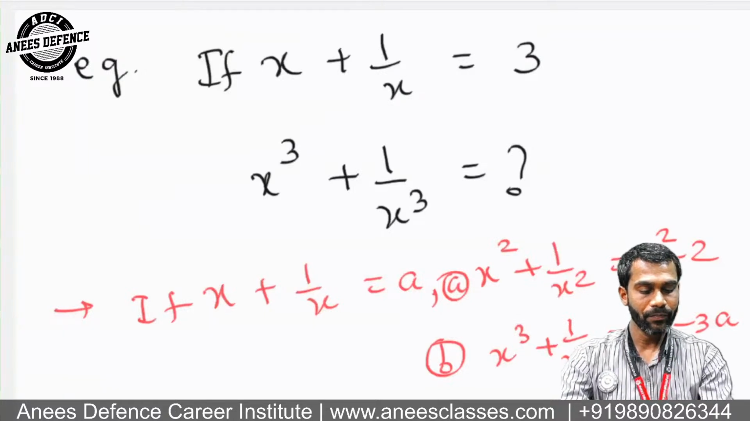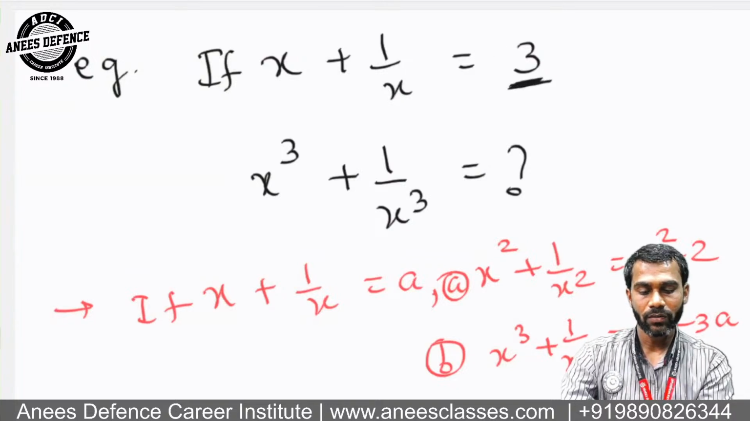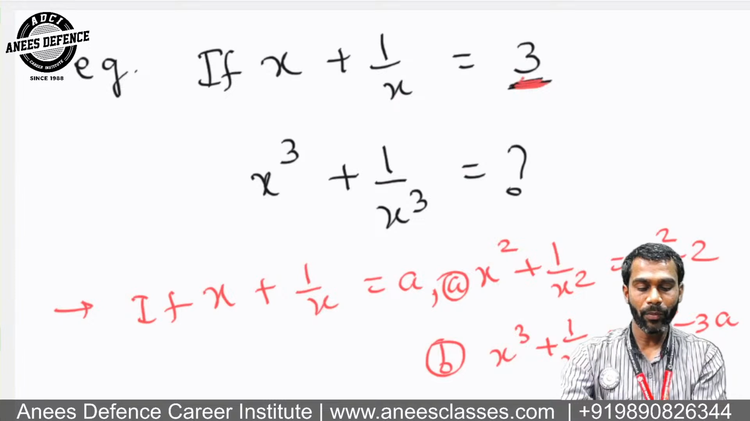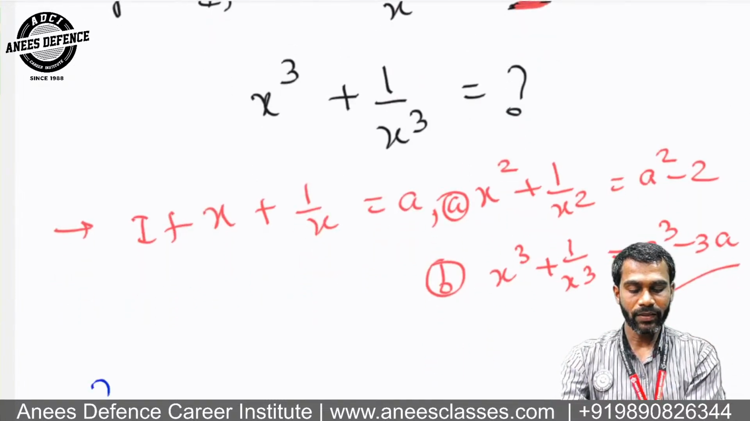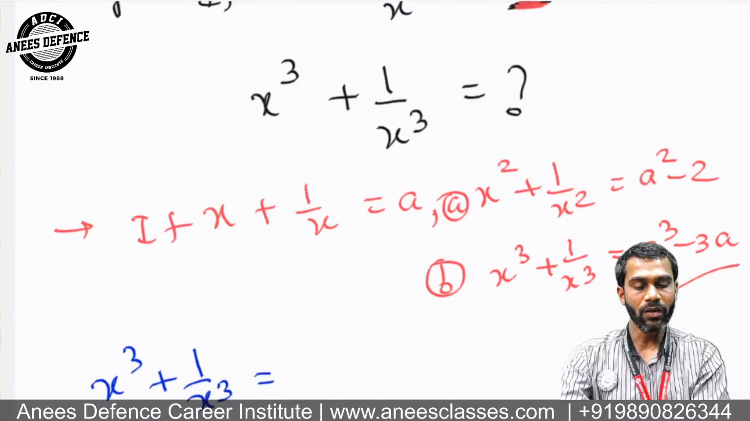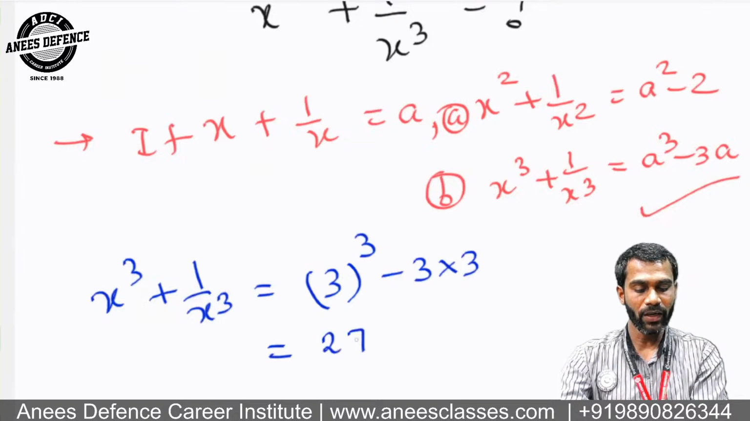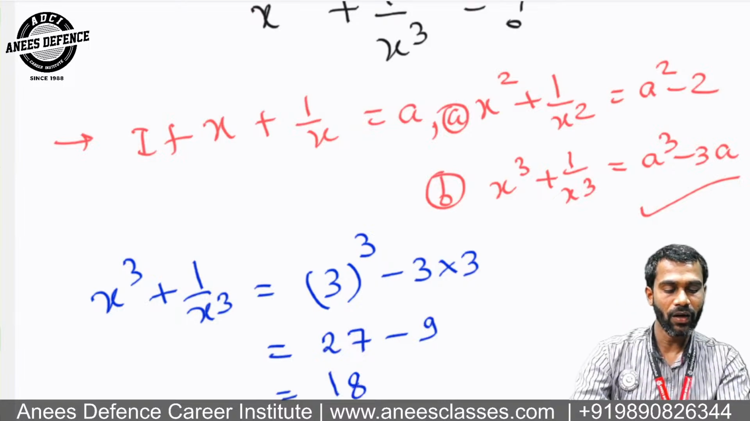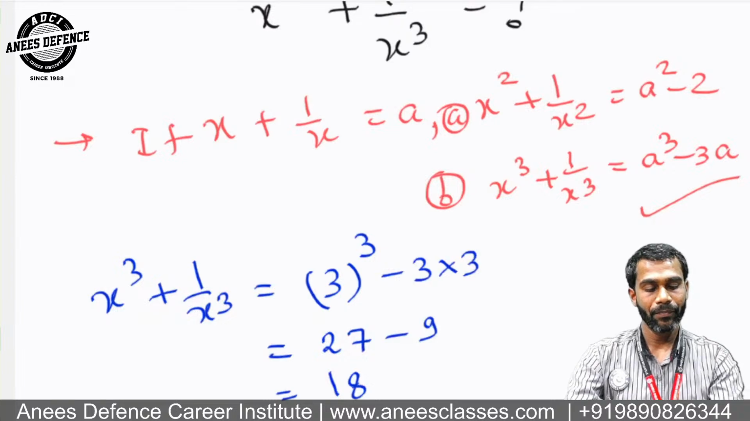So what is a here, students? 3. So now just apply the formula. We have to apply the second formula. So what will we get? x cube plus 1 by x cube is equal to a cube minus 3a. A is 3 here. So just put the value of a here. So you will get 3 cube minus 3 into 3. So that is 27 minus 9. So what will we get? 18. 18 is the final answer. I hope it is clear. Amar, have you understood? Amar, Aditya, everyone.